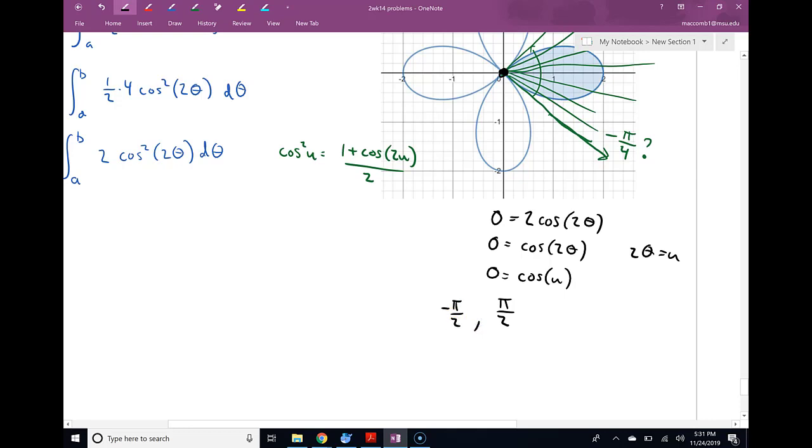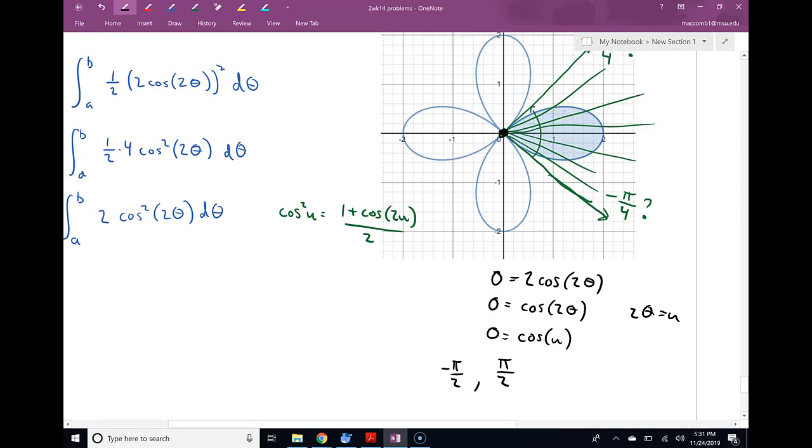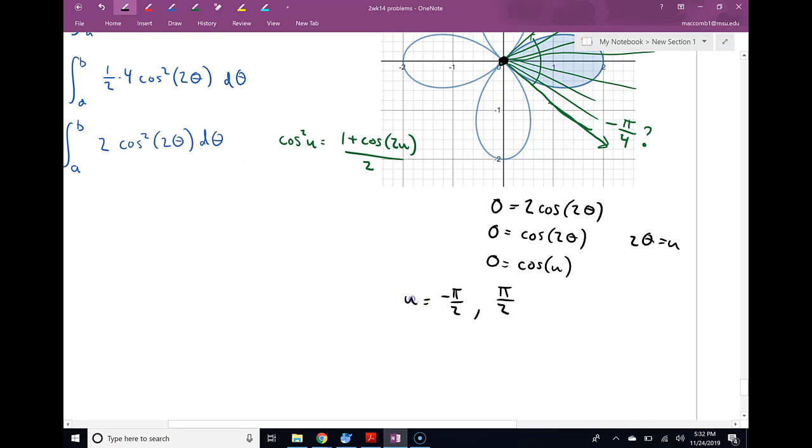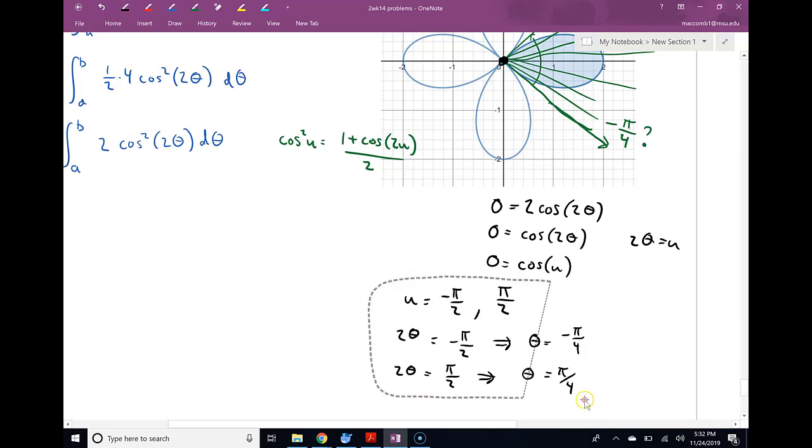Also 3 pi over 2 or 5 pi over 2, but those are getting rather large angles. I'd like to stick around, from negative pi over 4 to pi over 4, is my guess. So those are my u values, but if I want to know what my theta values are, u is supposed to be 2 theta. So negative pi over 2, I can solve for that, and that gives me theta equals negative pi over 4. And if I set 2 theta equal to positive pi over 2, this gives me theta equals positive pi over 4. So indeed, my hunch of negative pi over 4 to pi over 4 is correct, but this is all of the algebra that goes behind showing that this is the case.